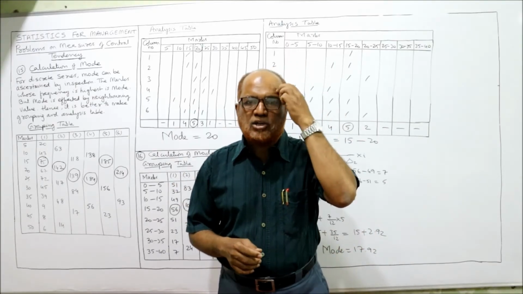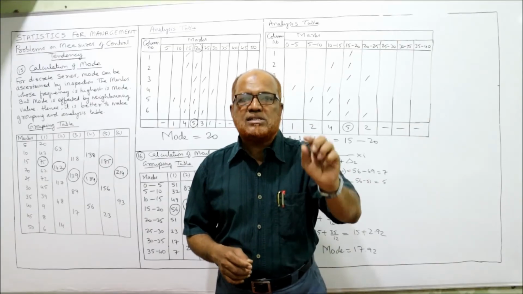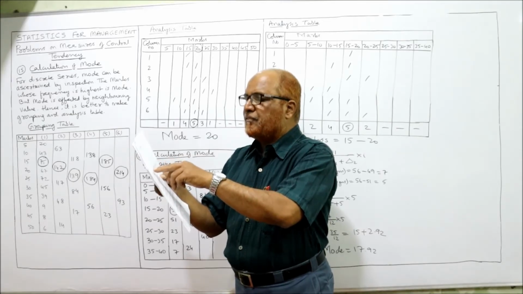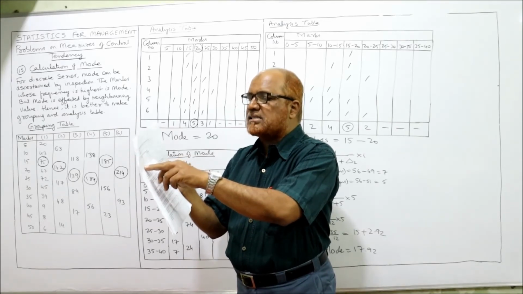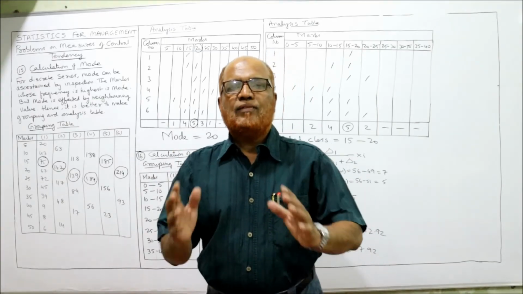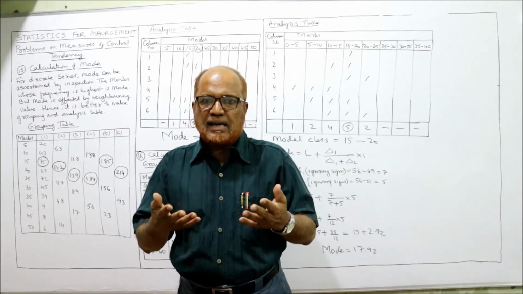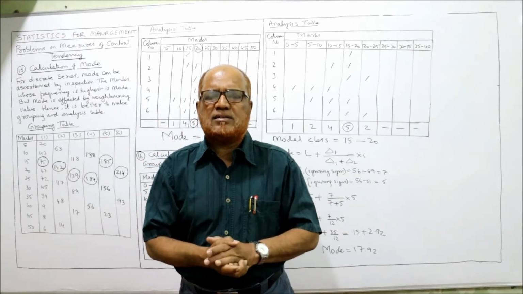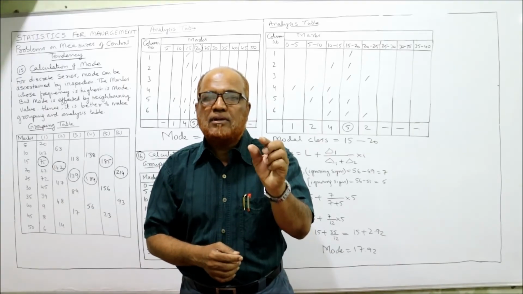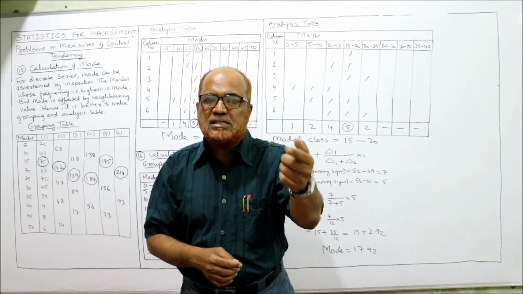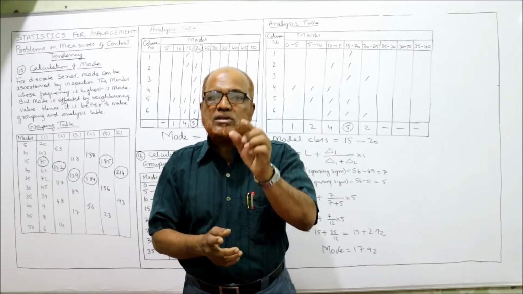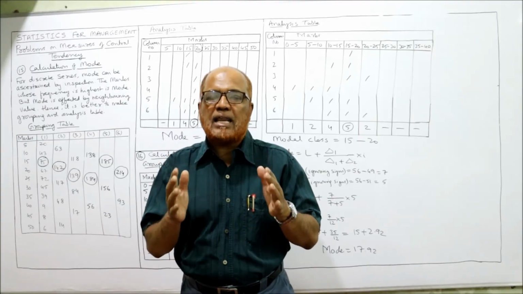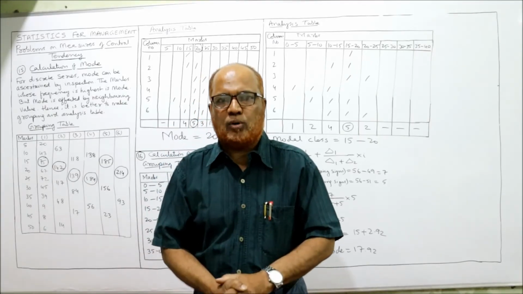If you select by inspection, simply find out where the frequency is highest. Here we can see the highest frequency is 56, against the class interval 15 to 20. So if we go by inspection, we can say the modal class is 15 to 20. Directly we can apply the formula and easily get the answer. But sometimes the value of mode calculated by inspection may go wrong because it will be affected by neighboring items. That's why it is better to make the grouping and analysis table. We'll get the correct value of mode.